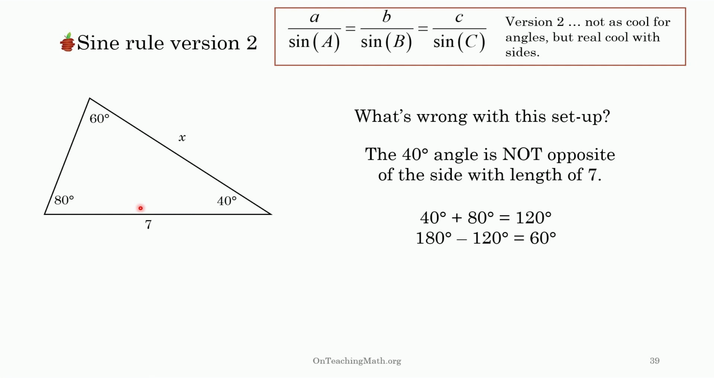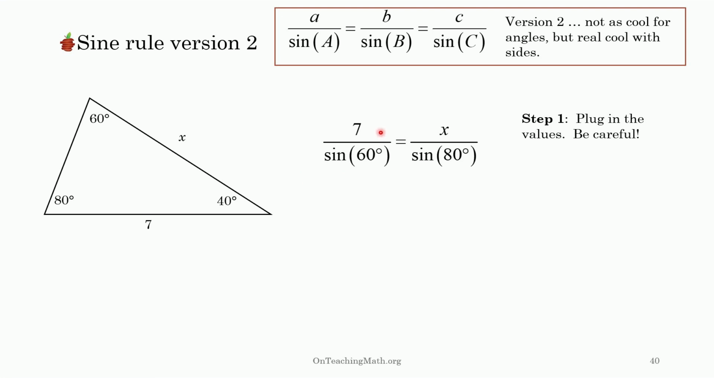All right, so let's go ahead and run through this example. We're going to set it up like this, right? 7 over the sine of 60, because those are the angle and its opposite, equals x over the sine of 80, because 80 and x are opposites. This is the angle, and that's its opposite side. So you have to make sure you plug things in really carefully. That's probably the second most common place mistakes are made. The other place is actually on the calculator.